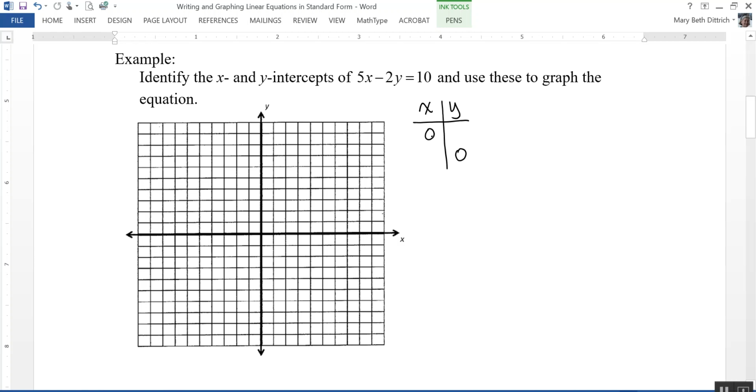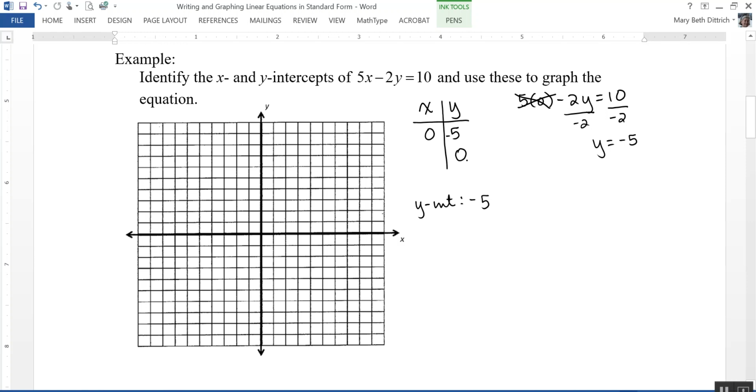So let's start with this first one, and let's plug in a 0 for x into this equation. So I have 5 times 0 minus 2y equals 10. Well, basically that goes away, doesn't it? Because that's equal to 0. So now I'm solving for y, and I'll divide both sides by a negative 2. So y is equal to negative 5. So when x is 0, y is negative 5, and that's going to be my y-intercept, negative 5.